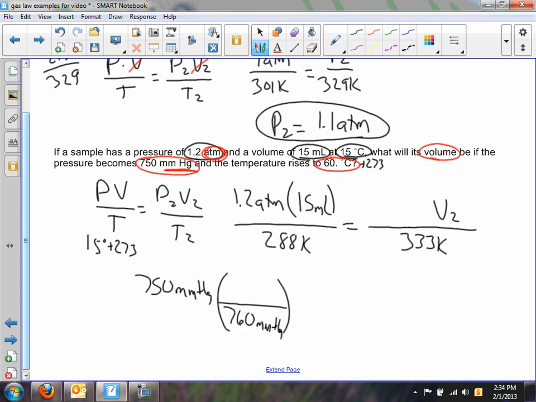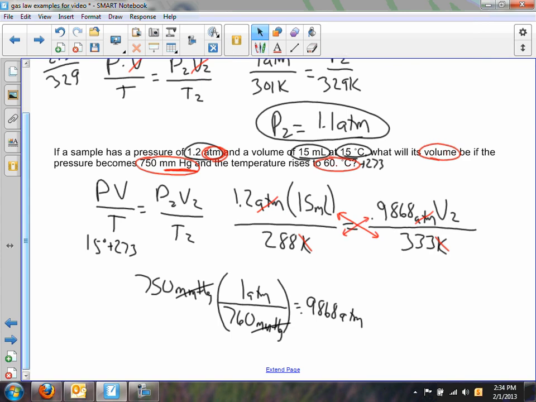760 millimeters of mercury for every 1 atmosphere. When you divide 750 by 760, you end up getting 0.9868 ATM. And that's what needs to go here, 0.9868 ATM. So the units atmospheres will cancel, the units Kelvin will cancel. You want to cross multiply and divide, so take your 1.2 times 15 times 333, and then divide it by the 288, and divide it by the 0.9868.